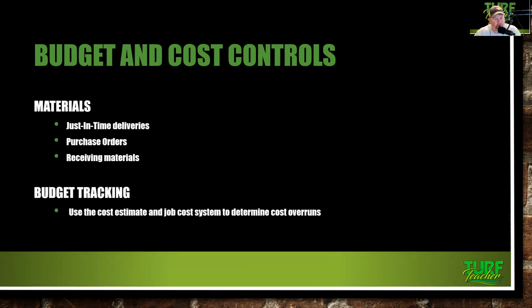Purchase orders. You may have to create these POs to actually get the job. And then once you receive the materials, what are you going to do with them? Are you going to store them at your shop, or are you going to have a place on site that you can actually keep the materials? And with budget tracking, you need to use the cost estimate and job cost recording system to determine cost overruns.